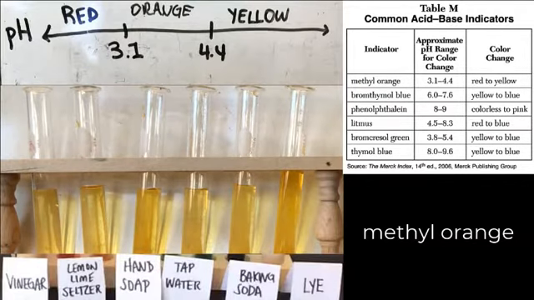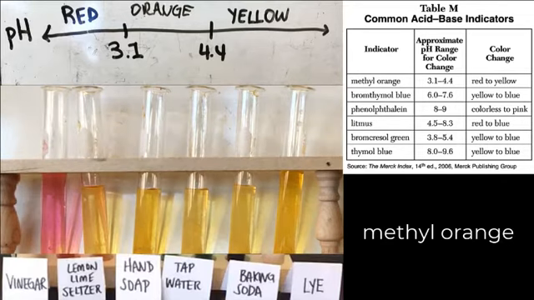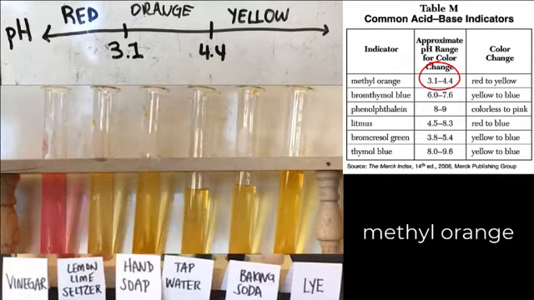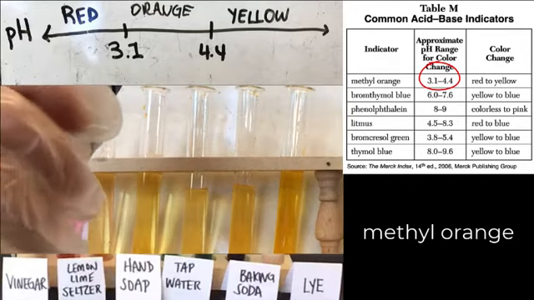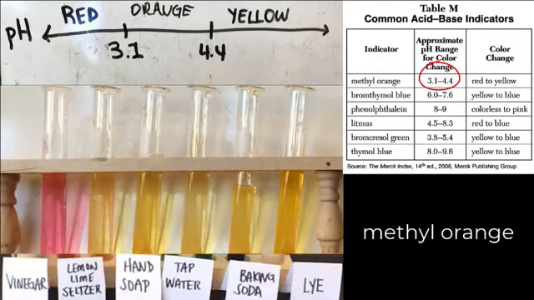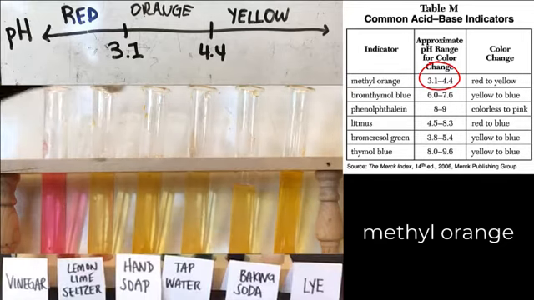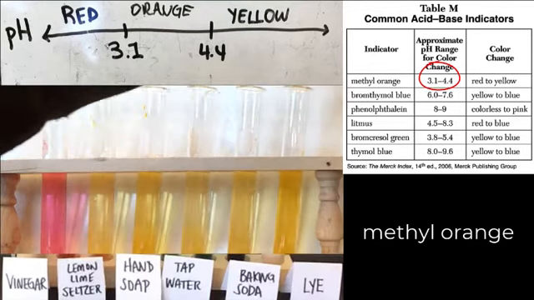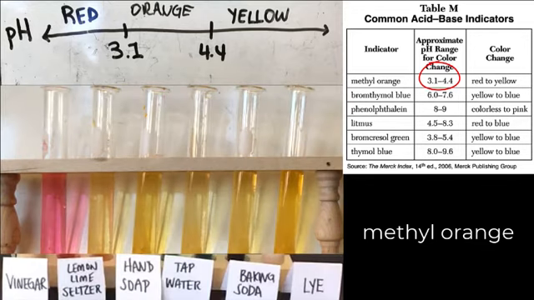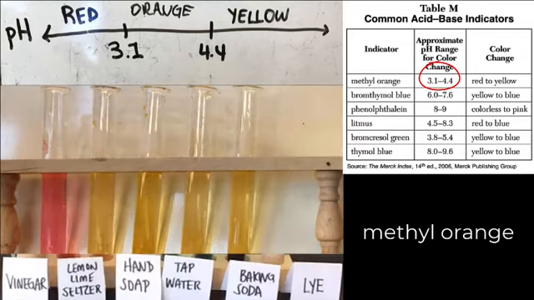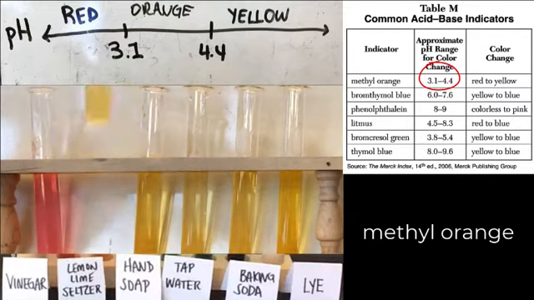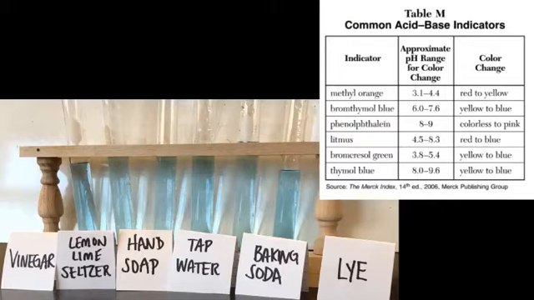The vinegar immediately turns red, telling me that the pH of vinegar is below 3.1. Lemon lime seltzer and hand soap don't really seem to change, neither does tap water. Baking soda seems to stay the same, and so does lye. This indicates that vinegar has a pH of below 3.1, and lemon lime seltzer, while it does seem to be acidic, does not seem to have a pH that's that far below 4.4 because it did not start to turn red.